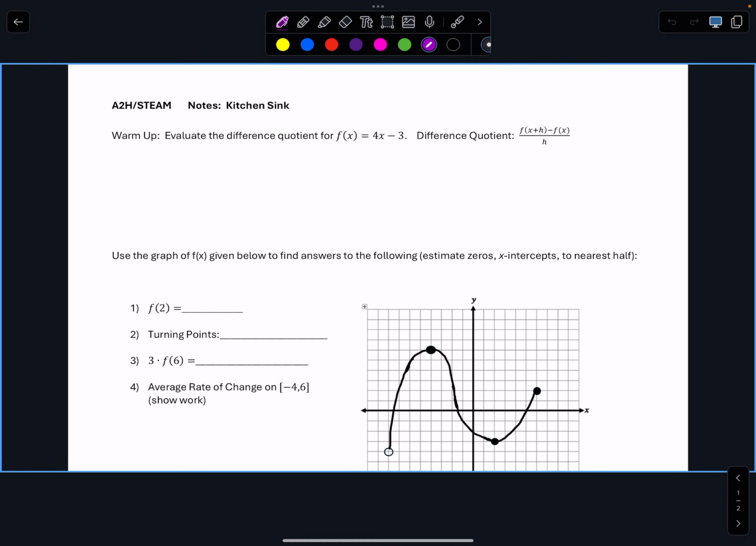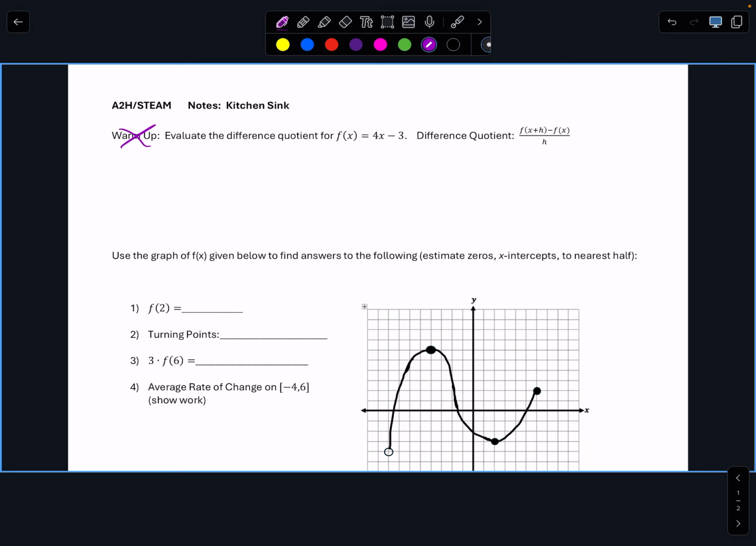Algebra 2 honors, these are notes for the kitchen sink. These are the last notes before our first quiz. I'm actually going to skip the warm-up. Your first 3 problems on your homework are the difference quotient, and you'll have time to get started in class. So if you are having questions on those, you can get help when we get to that.